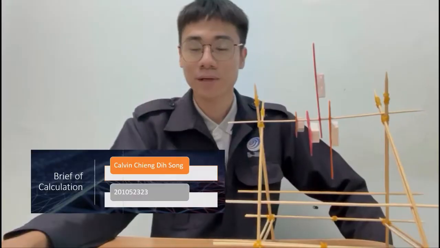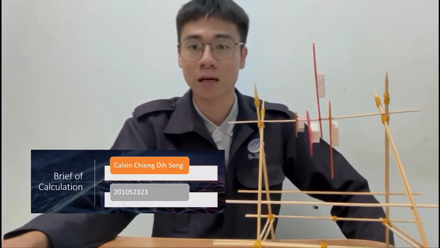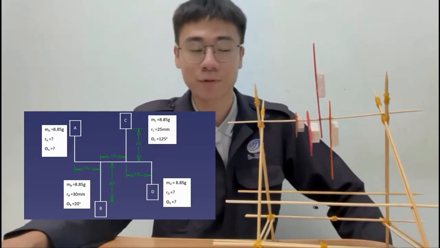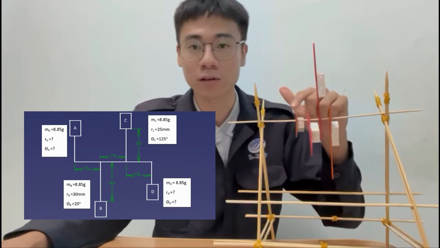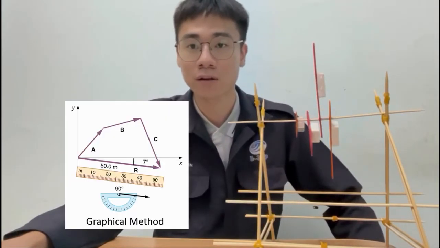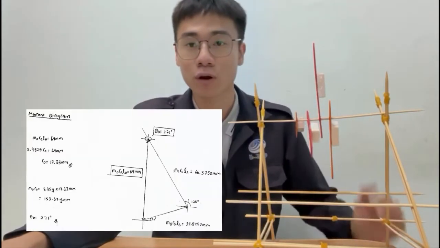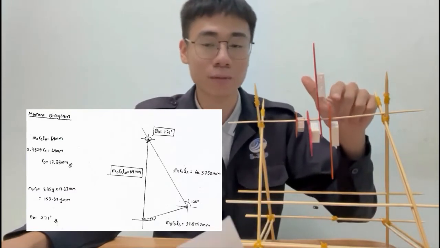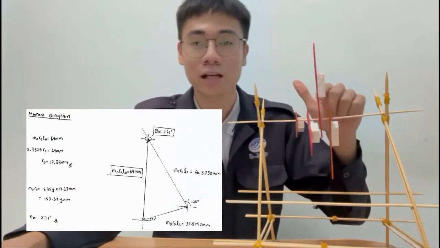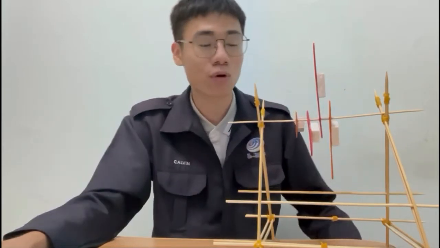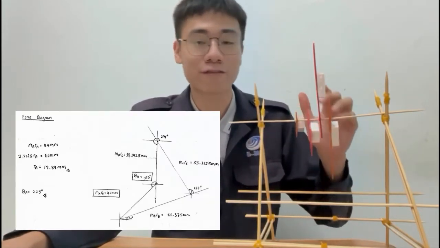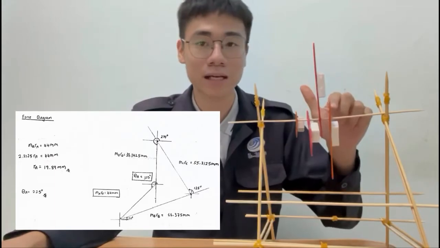Hello, my name is Kelvin. I would like to brief about the calculation part. In this experiment, we have to find out the angle and radius of countermass A and also countermass B. The method that we use is called the graphical method. First, we draw a moment diagram by selecting countermass A as the reference plane so that we can find out the angle and radius of countermass B. Then we draw a force diagram so that we can find the angle and radius of countermass A.